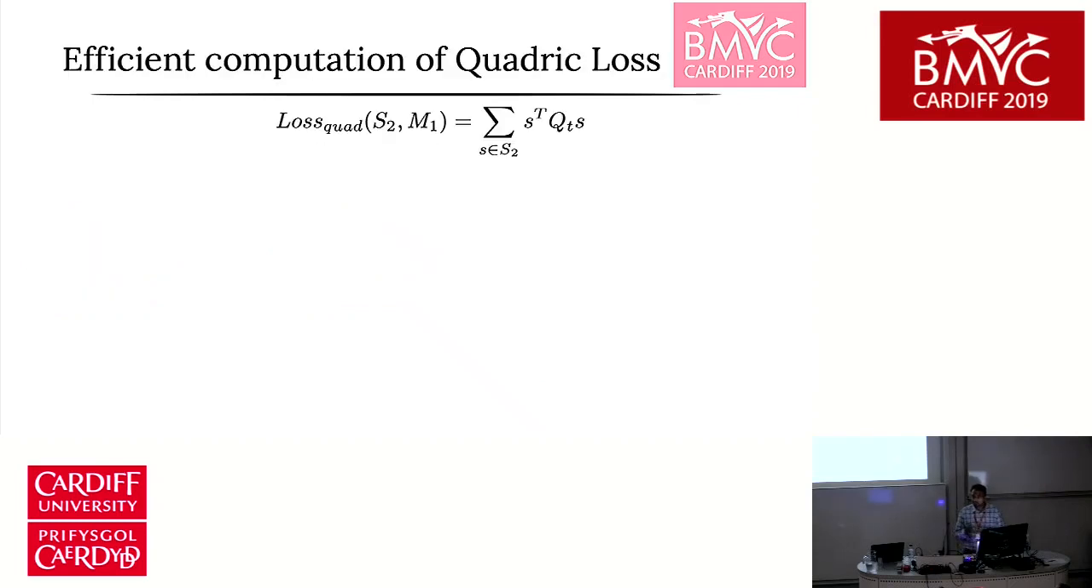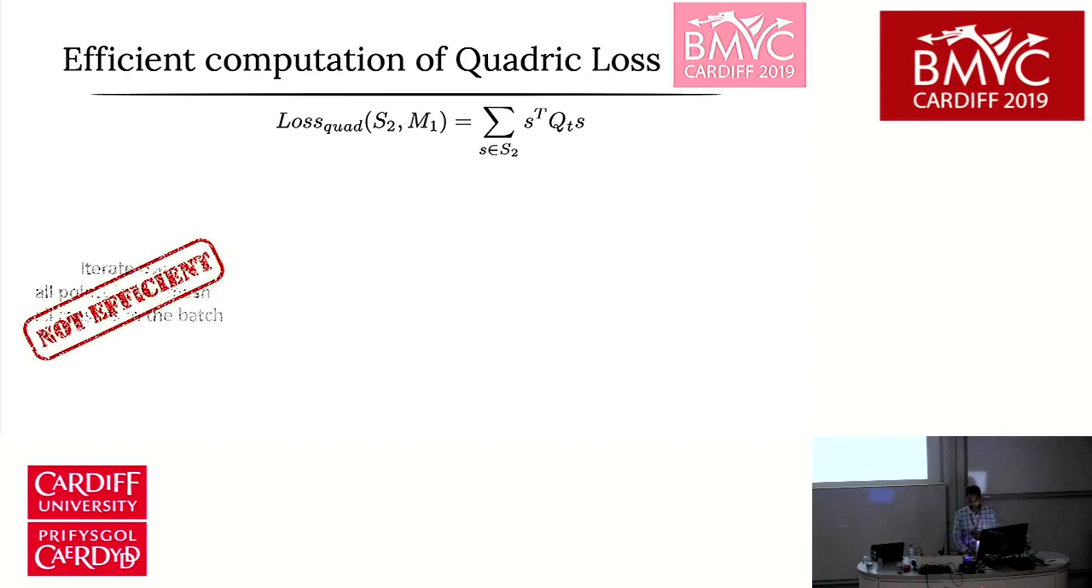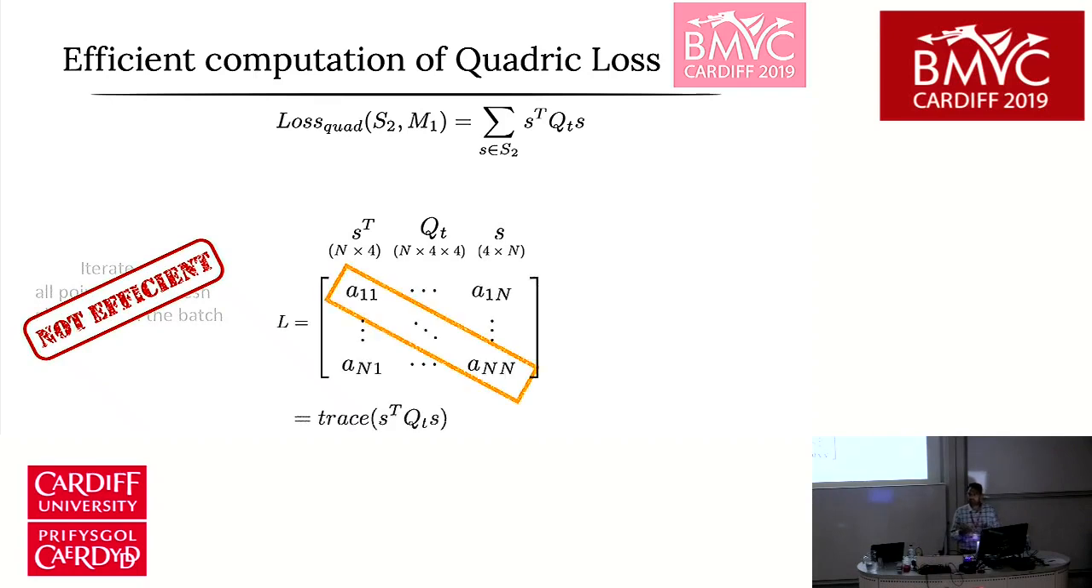Now, quadric loss can be computed in several ways. The first and perhaps most obvious is to just iterate over all the points in a mesh and all the meshes in your batch. Obviously, this is not efficient. The second is to compute the loss on all the points in a mesh together. This would construct a square matrix, and it's not difficult to see that the quadric loss would be the trace of this matrix. This is also not efficient. As you can imagine, this matrix is of dimensions n square. As n scales, this matrix would not even fit in your GPU memory.